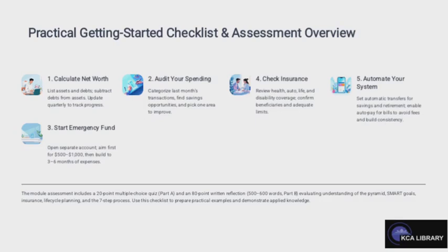Then number four, check for insurance. Review your health, auto, life, and disability coverage. Confirm your beneficiaries and adequate limits. Then automate your system. This is important. Set automatic transfers for savings and retirement. You can do that in the bank. Just visit a bank and say, at the end of the month, remove, say, 10,000 naira from my account and put it into my savings or retirement.